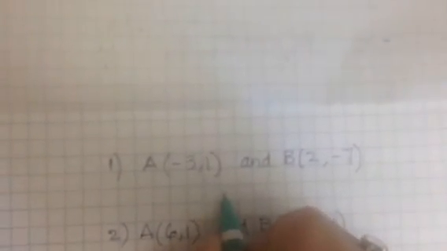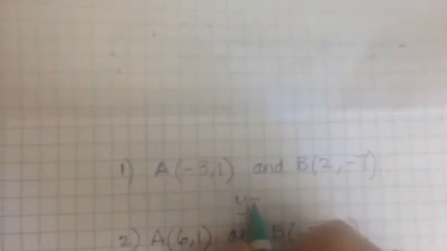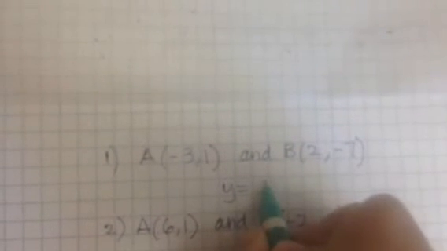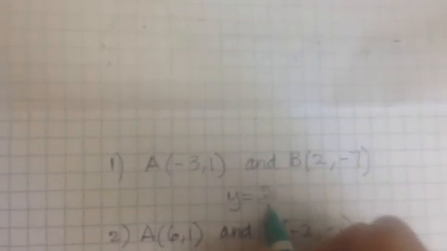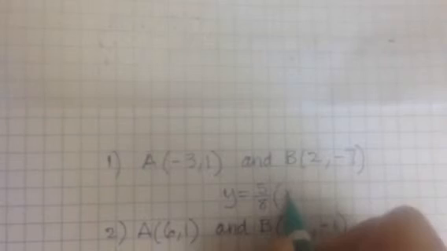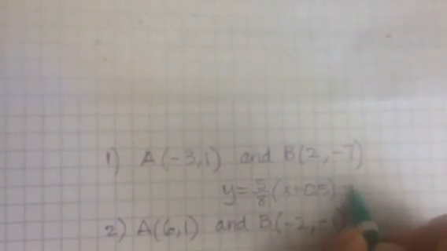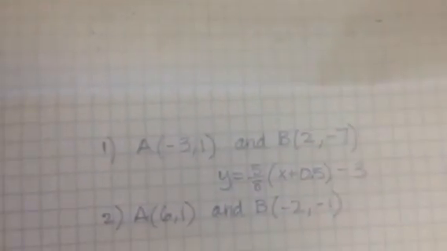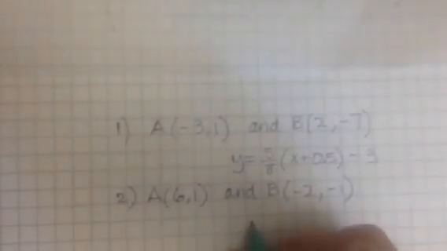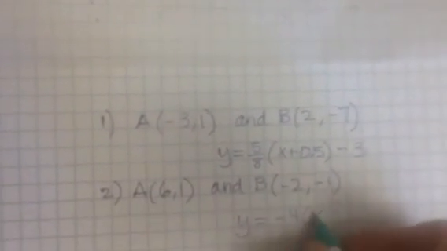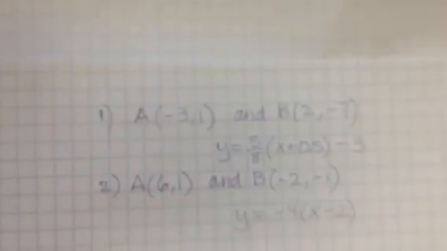Okay, so I've written the solutions in point-slope form, which you can distribute and rewrite in slope-intercept form if you want. The answer to problem 1 is y equals 5/8 times the quantity x plus 0.5 minus 3, and the answer to 2 is y equals -4 times the quantity x minus 2.